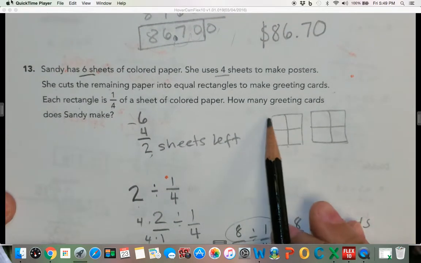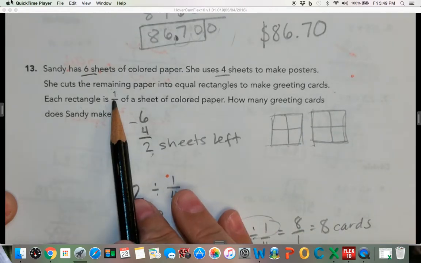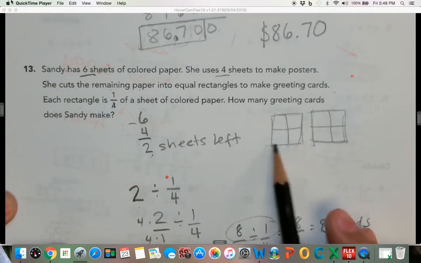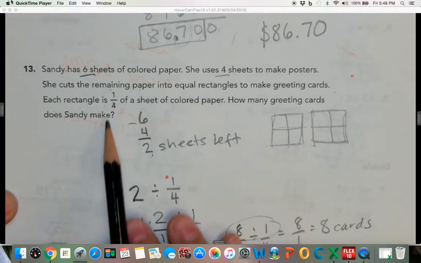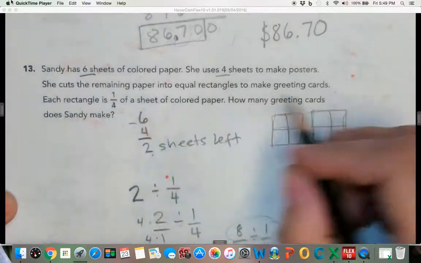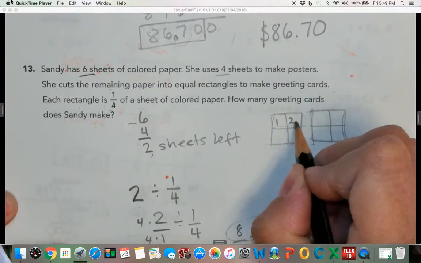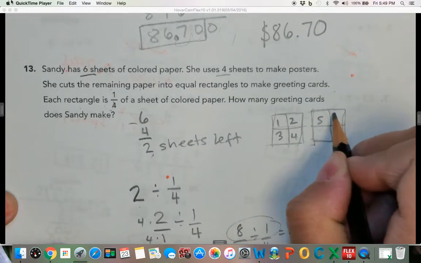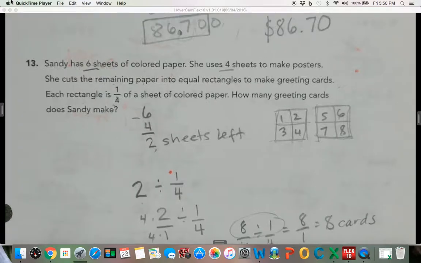Here's my picture. Here was 1 sheet of paper, 2 sheets of paper, cutting it into 4s. 4 pieces, 1, 2, 3, 4, 1, 2, 3, 4. Each greeting card is just 1/4. So 1, 2, 3, 4, 5, 6, 7, 8. She makes 8 cards.